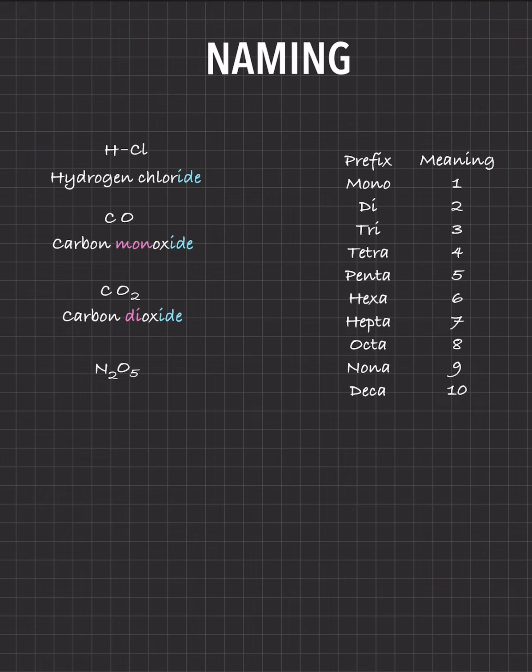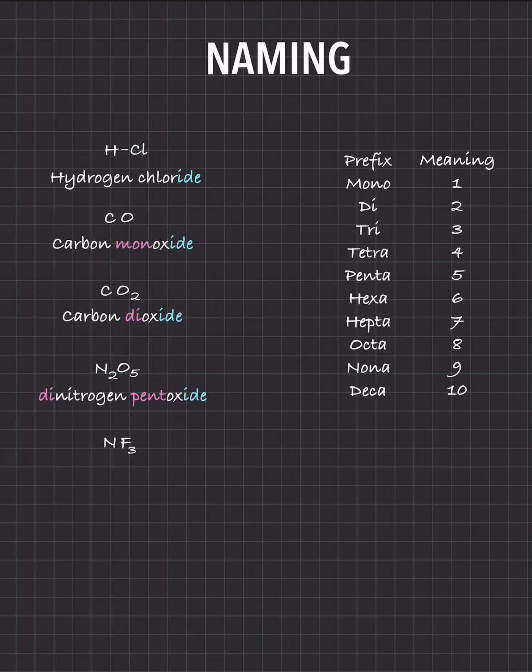Now, here's an example. So now I have 2 for my nitrogen. So it's going to be dinitrogen and then pentoxide. I know some students are going to write pentaoxide, but again, for sound purposes, you're going to put pentoxide because you have that vowel, okay?